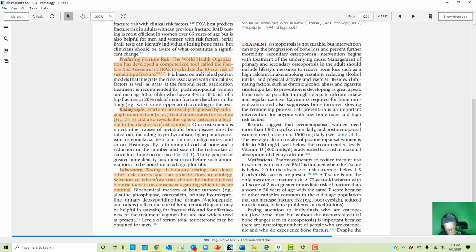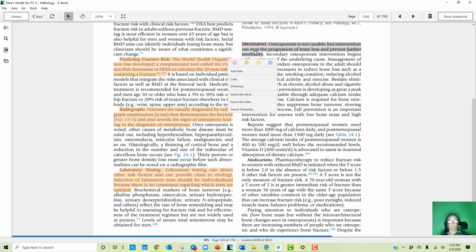Laboratory testing can detect other risk factors and can provide clues to etiology. Selection of laboratory tests should be individualized because there is no consensus regarding which tests are optimal. Biochemical markers of bone turnover, for example, alkaline phosphatase, osteocalcin, urinary hydroxyproline, urinary deoxypyridinoline, urinary N-telopeptide, and others, reflect the rate of bone remodeling and may be helpful in assessing fracture risk and the effectiveness of the treatment regimen, but are not widely used at present.